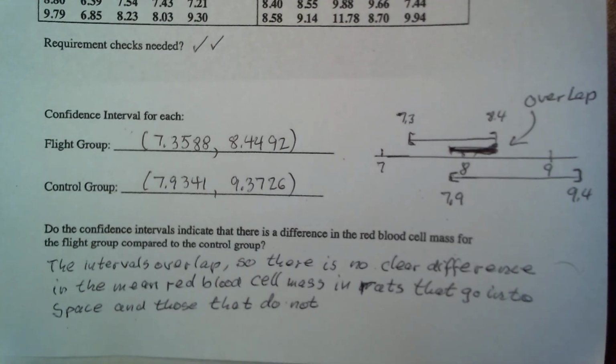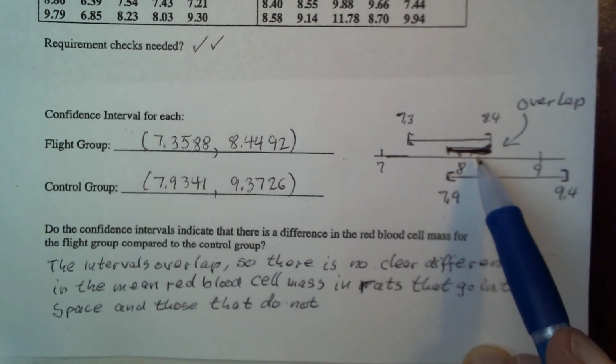So when we compare the two confidence intervals, we find they overlap. So there is no clear difference in the mean red blood cell mass in rats that go into space and those that don't. And here's the amount of overlap that you see here.